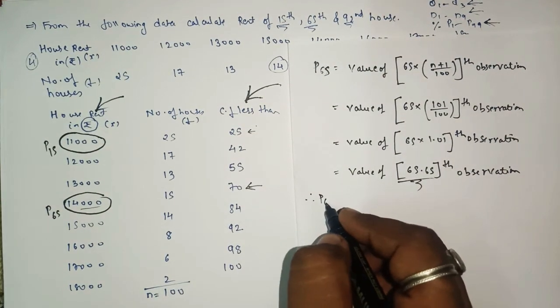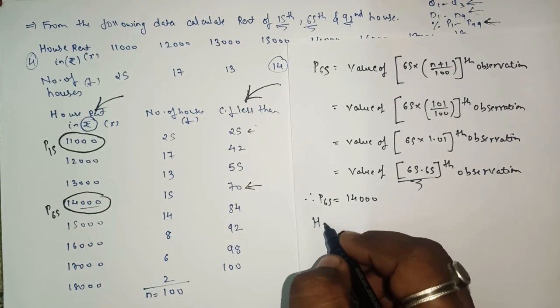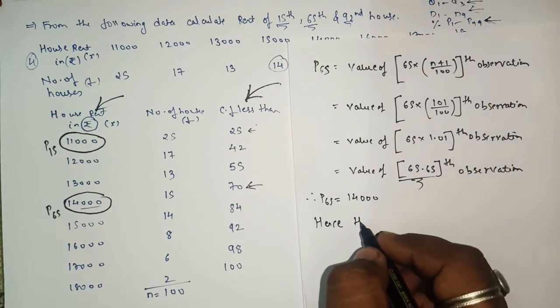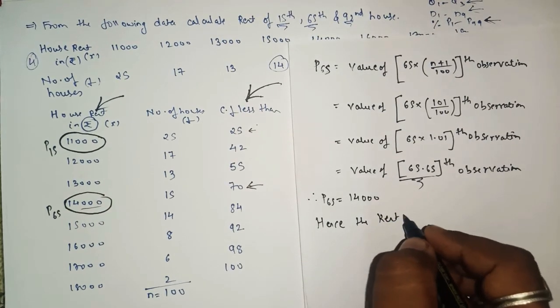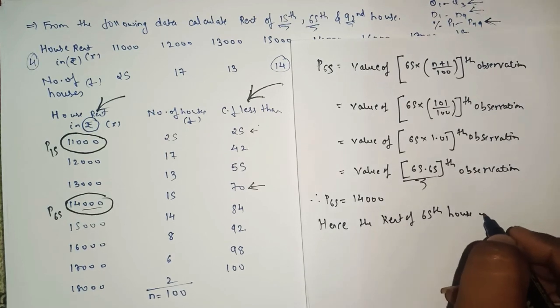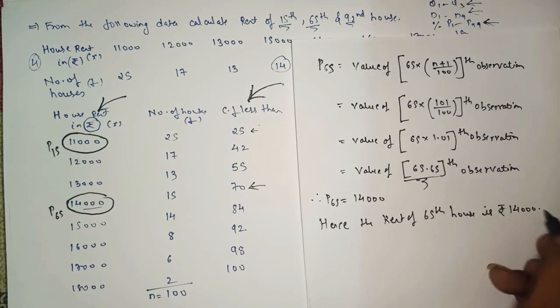So therefore P65 is equal to 14,000. So hence here we will write, hence the rent of 65th house is rupees 14,000.